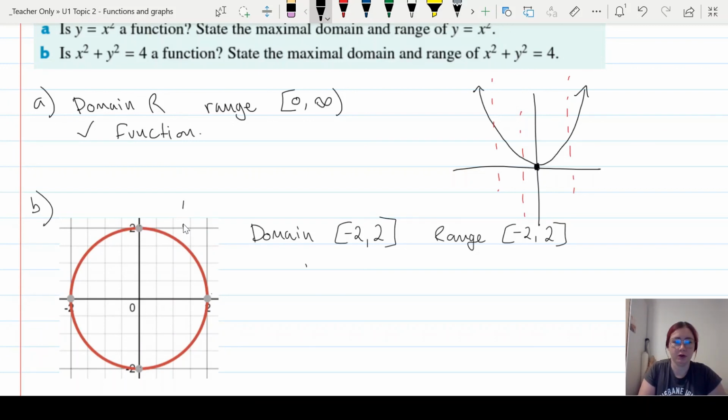If we're to do a vertical line test on that, we would intersect at 2 points, which means this is not a function. Still a valid equation, a valid graph, but not a function.